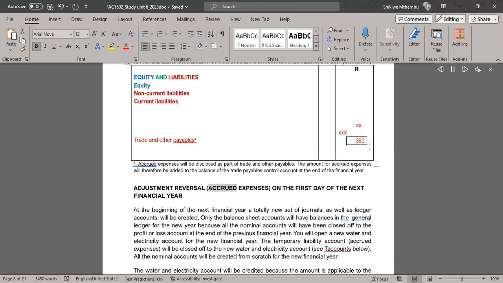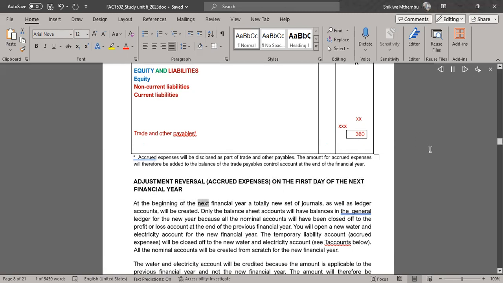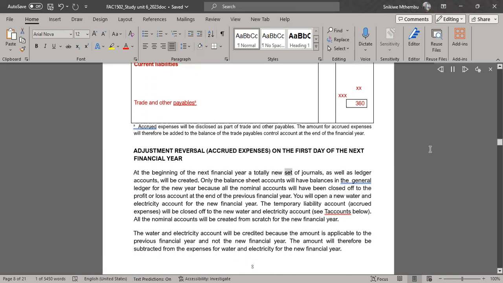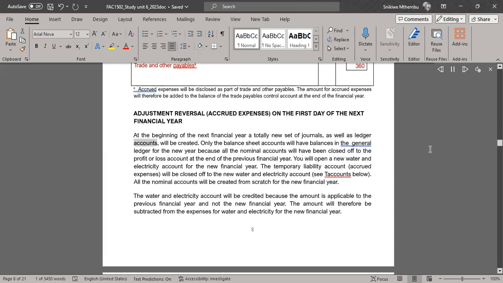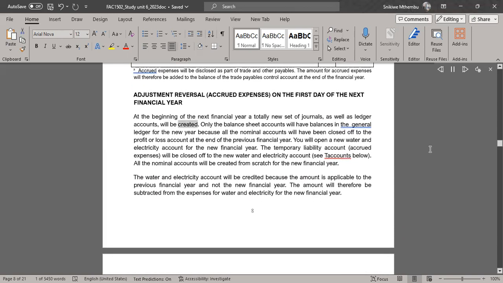Adjustment reversal, accrued expenses, on the first day of the next financial year. At the beginning of the next financial year, a totally new set of journals, as well as ledger accounts, will be created. Only the balance sheet accounts will have balances in the general ledger for the new year because all the nominal accounts will have been closed off to the profit or loss account at the end of the previous financial year. You will open a new water and electricity account for the new financial year.